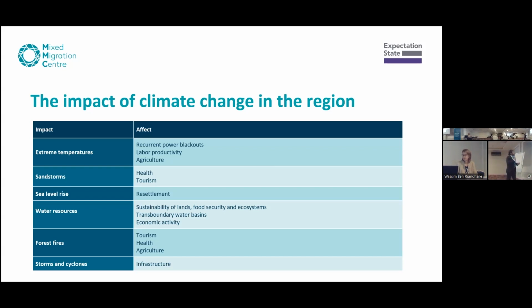Then we've got water resources, and I think for Jordan, for example, this is the biggest challenge that it is facing and will face in the future, which relates to the sustainability of lands, food security, ecosystems, and will cause boundary water basin issues between countries in the region, which might impact conflict and stability. It will affect economic activity because we all depend on water.